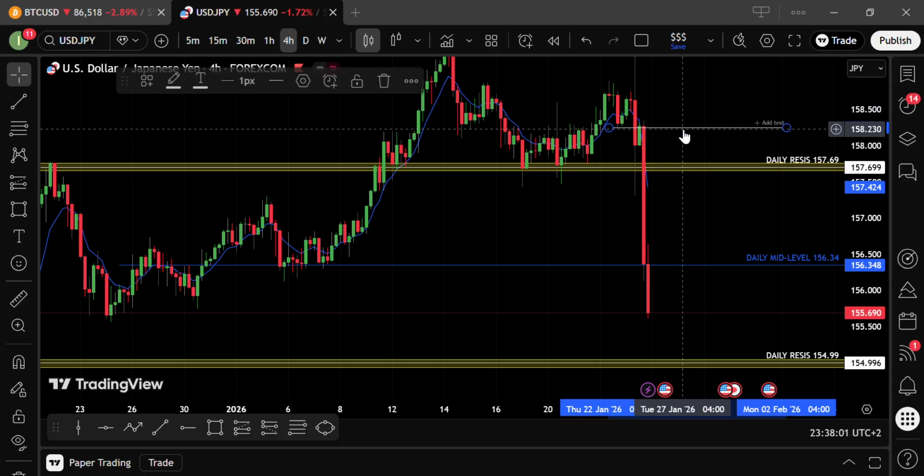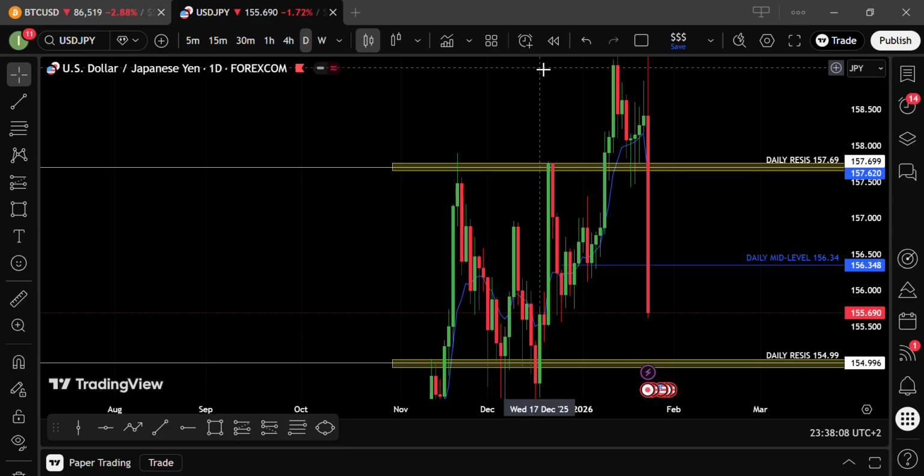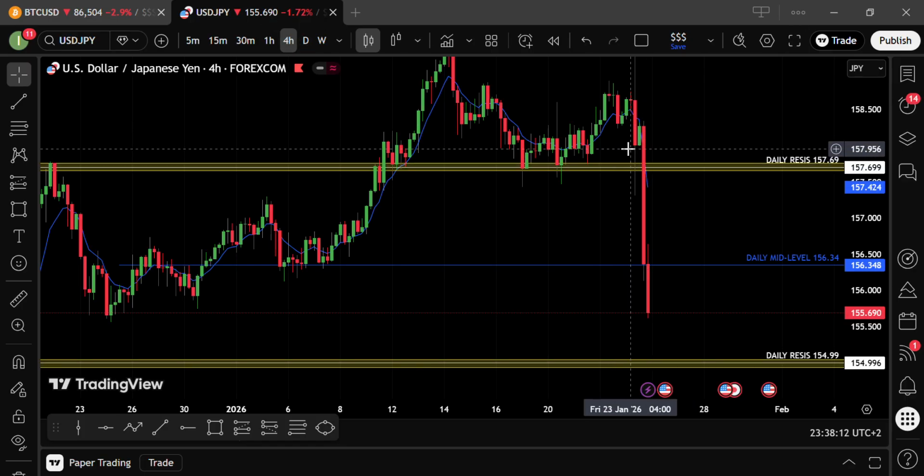But we are day trading. I'm showing you for day trading purposes. Remember the daily, right? Back to the basics. The daily made a high. The 4 hour made a low. Now the 4 hour is bearish.